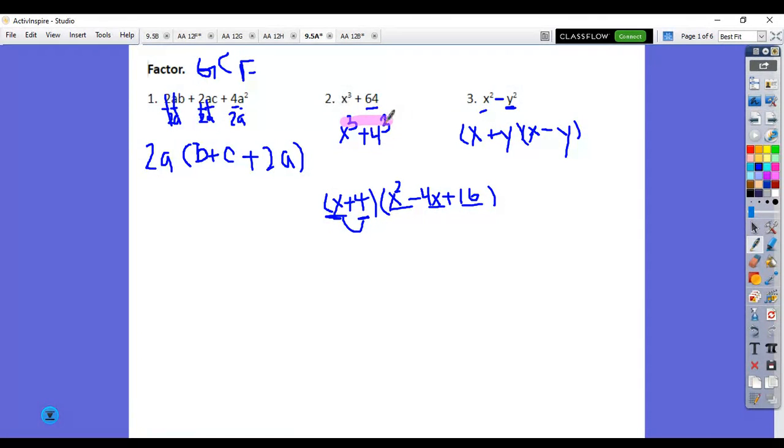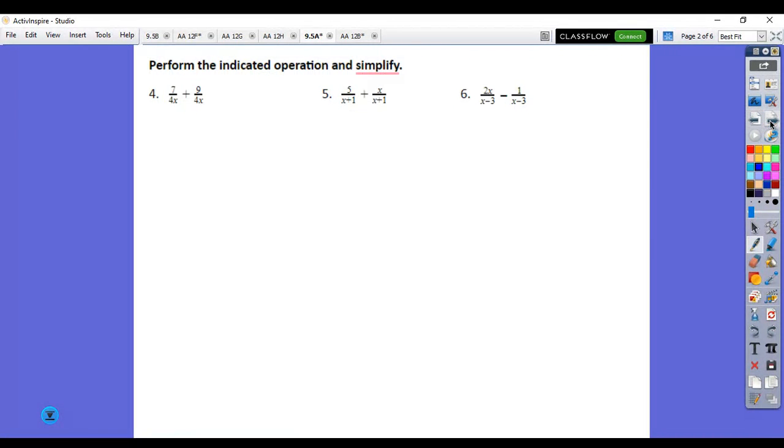The cube is not as important. The square's really important. So every time these are squares with a minus sign, you just break apart the first one, break apart the last one. One's a plus, one's a minus. In order to do all rational functions, you have to be able to factor.